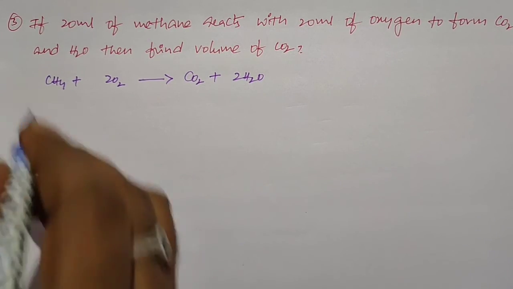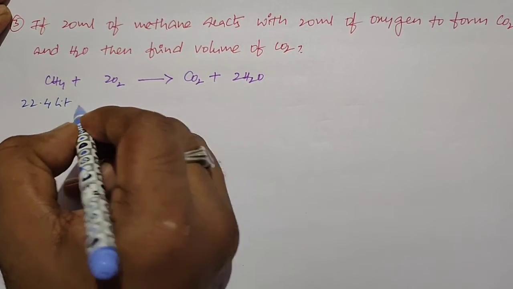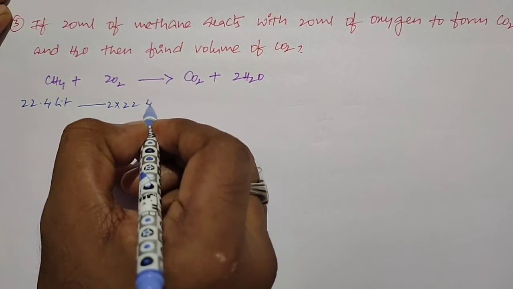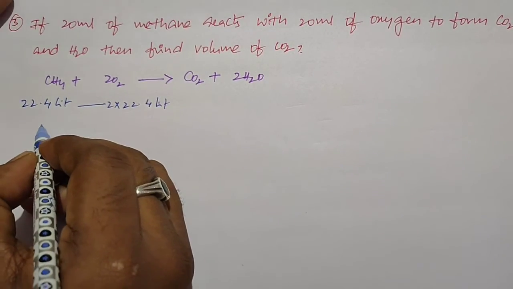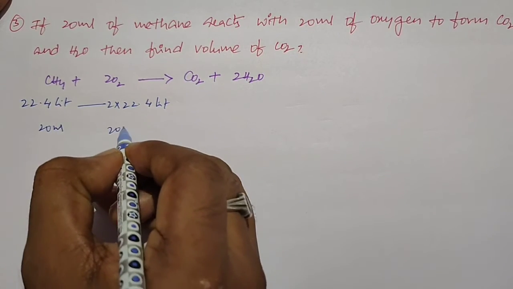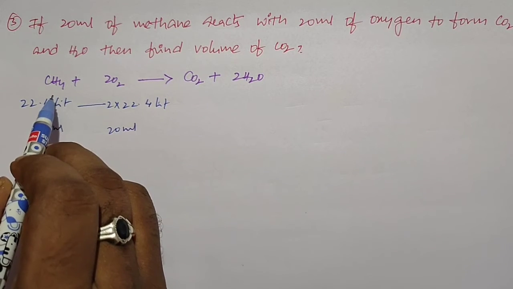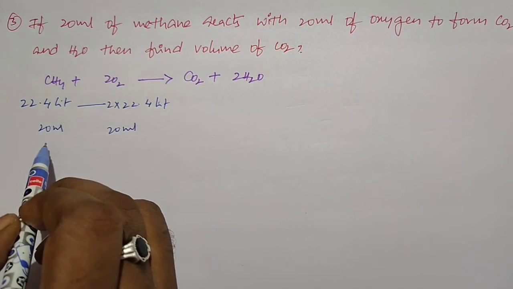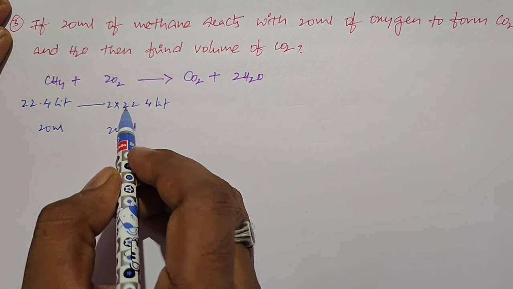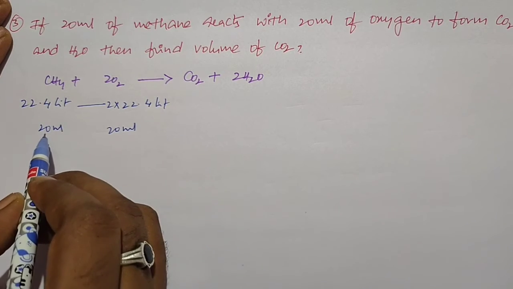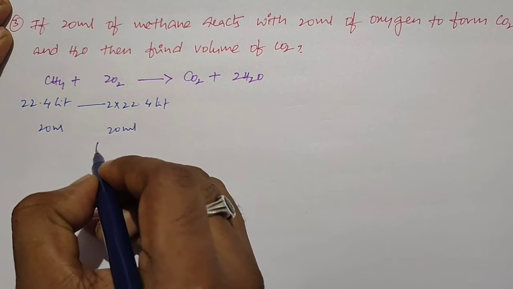As per the reaction, 22.4 liters of methane combine with 2 into 22.4 liters of oxygen. But as per the given problem, they take 20 ml of methane and 20 ml of oxygen. As per the reaction, the volume of oxygen must be twice the volume of methane, but here both are equal. So here, for 20 ml of oxygen, we just need 10 ml of methane. So here oxygen acts as the limiting reagent.